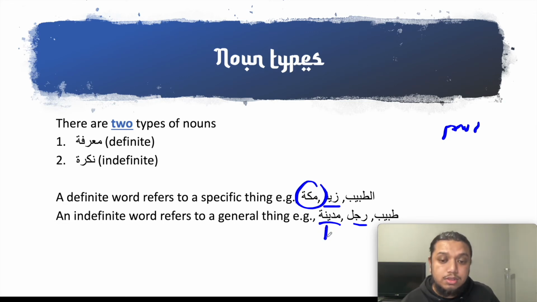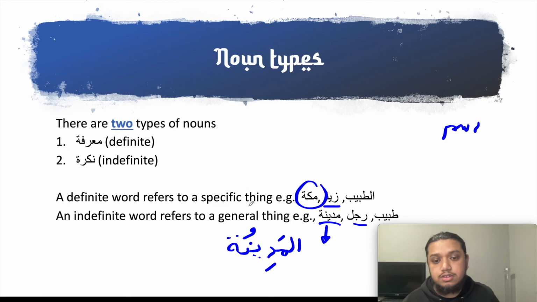One thing that is worth bearing in mind is Medina means city. However, if we say Al-Madina, now this refers to a specific city. This refers to Al-Madina of the Prophet Sallallahu Alaihi Wasallam, Medina Munawwara.